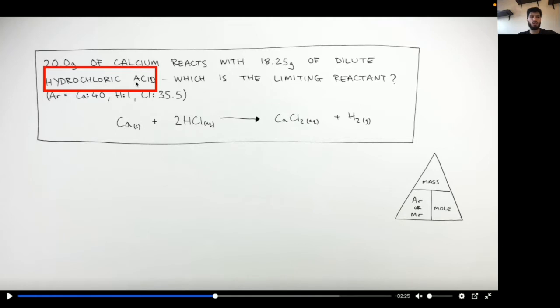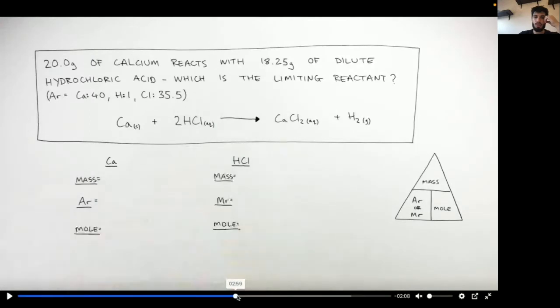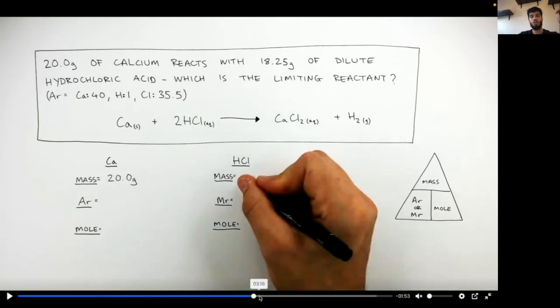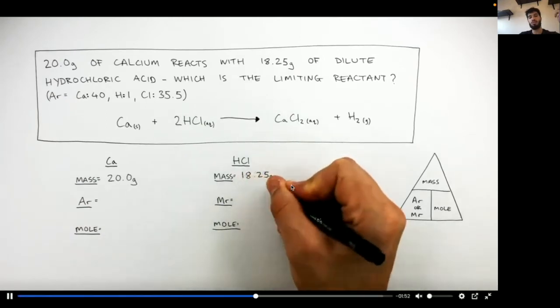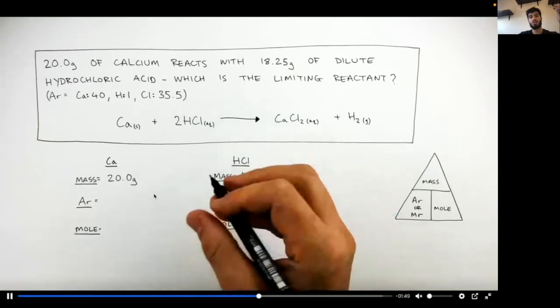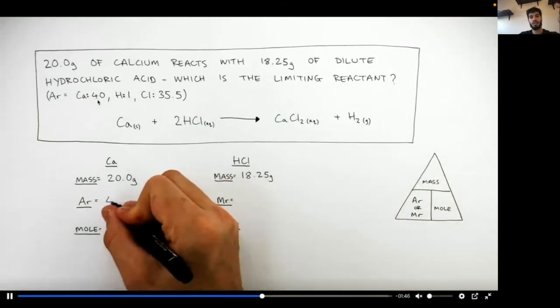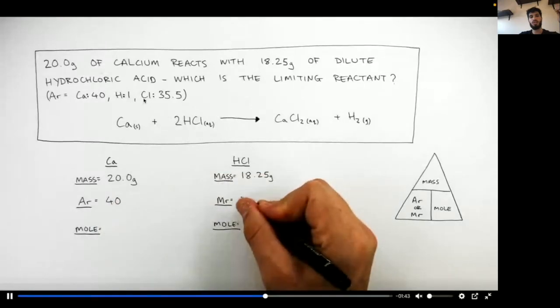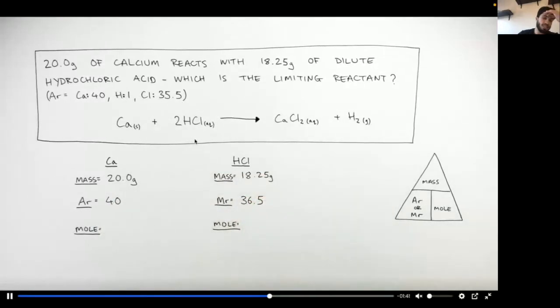Now, focusing on hydrochloric acid, we've got 18.25 grams. Then we've got 20 grams of calcium. So look, in the space where you answer your question, you write Ca and HCl. You then write mass, MR, mole, okay? Or mass, AR, mole. What's the mass of calcium? 20 grams. Okay, what's the mass of hydrochloric acid? 18.25 grams. What's the AR of calcium? 40. What's the MR of hydrochloric acid? 35.5 plus 1, 36.5.